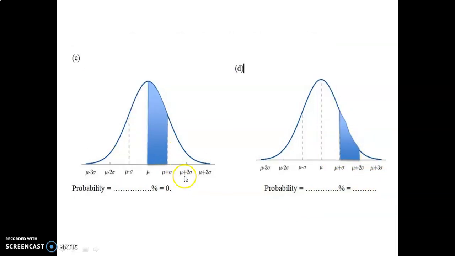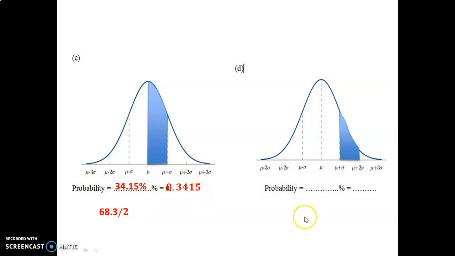Next one, how about this one? Well, in this case, we have that first zone within one standard deviation and half of it. So again, 68.3 divided by 2, that gives us 34.15%, which is 0.3415.